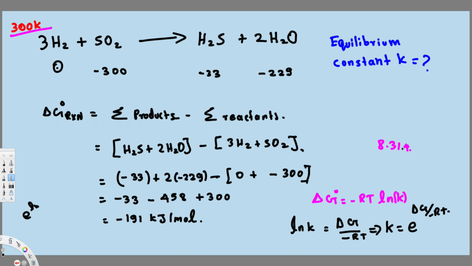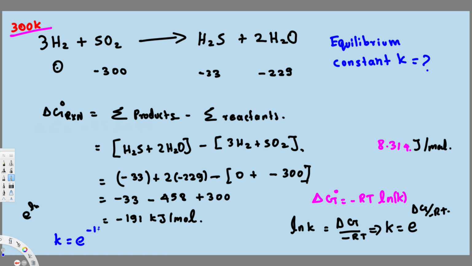And here we have the gas constant. The unit of the gas constant is joules per mole Kelvin, but delta G we calculated in kilojoules. So in order to cancel the joule, we have to convert this kilojoule into joule, and to do that we multiply it by 1000. So let's continue this one right here. So K is equal to e to the power of delta G, right? Delta G is negative 191.